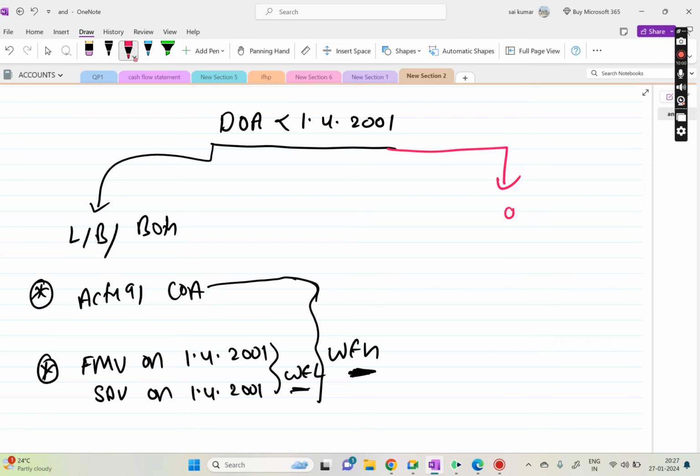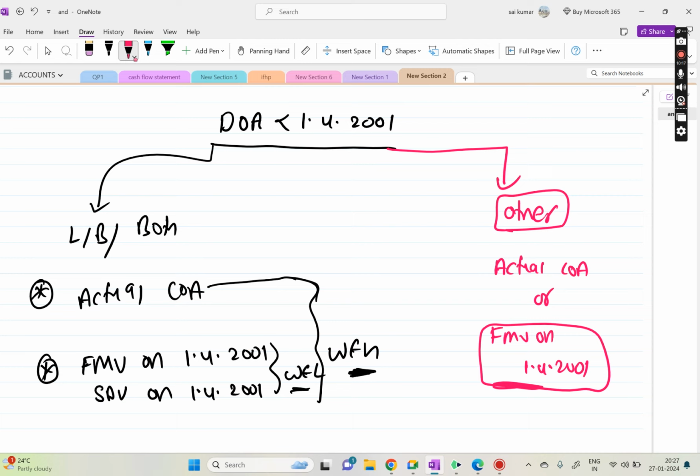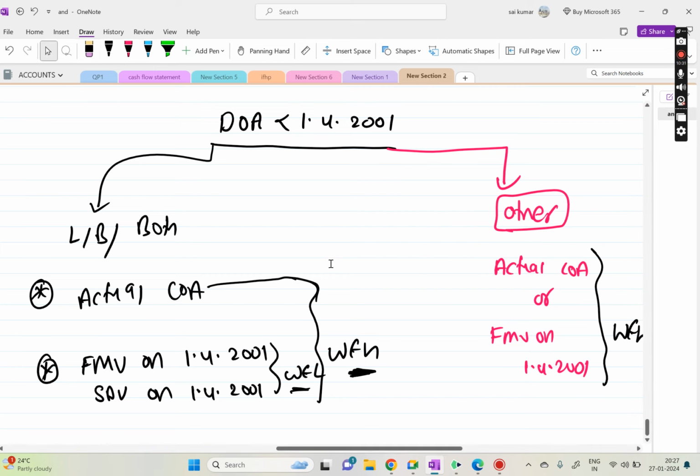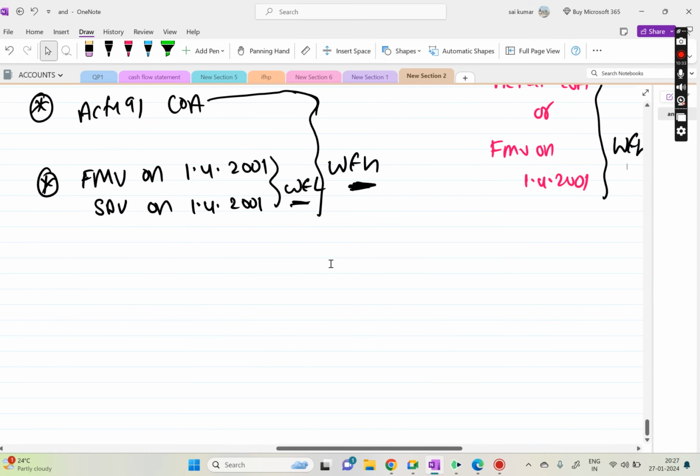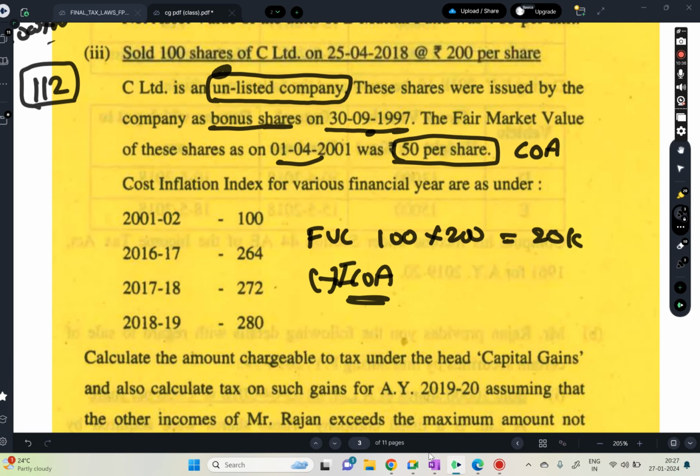If it is any other, then it is simple. You take actual cost of acquisition or FMV on 1/4/2001. Most of the times FMV on 1/4/2001 will be the higher, so we will just simply take FMV on 1/4/2001, but we need to check anyway, whichever is higher. Now in this question, what is the actual cost of acquisition? It is bonus shares, right? So the actual cost of acquisition will be 0.